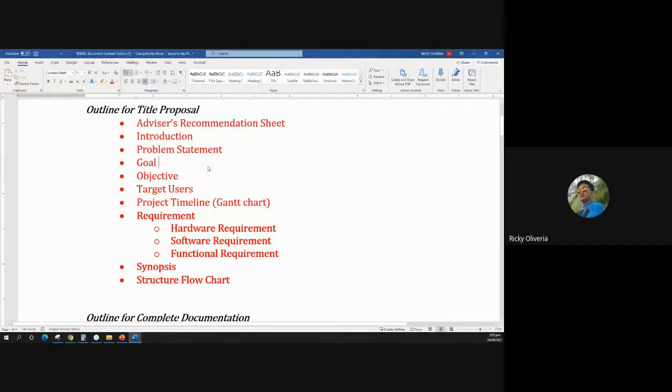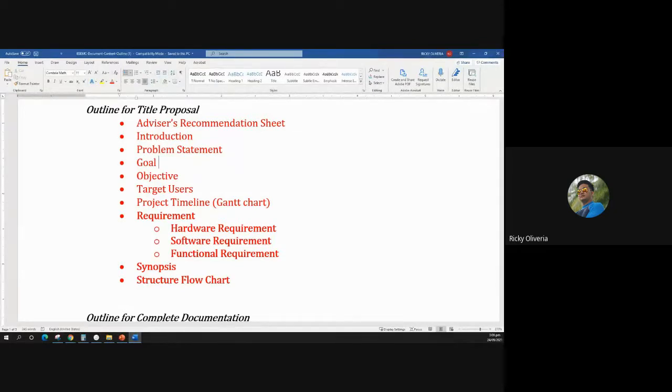Ito yung parang requirement natin in your title proposal. So, as soon as possible, let me just accept this. As soon as time possible, di ba, we are preparing it so that if time comes that you have to submit your title proposal, it's already ready. All you have to do is to eliminate what are not possible and keep those that are possible that you could present in your title proposal, no?